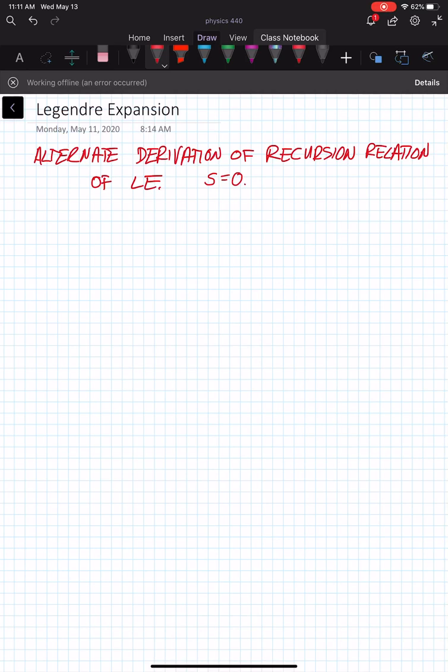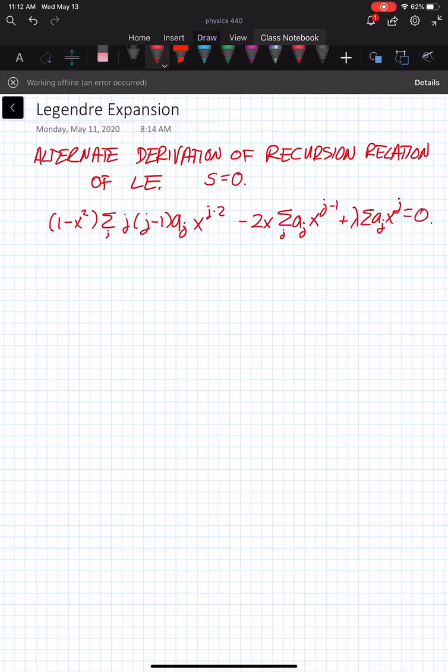So let me write the Legendre equation in a slightly different way. I'm just going to multiply -1 through everything. And again, this is for s equals 0. And we're looking at our Frobenius expansion. So we have 1 minus x squared times the sum. These are going to be all sums over j of j times j minus 1 times a sub j times x to the j minus 2. That's the first term. Minus 2x times the sum over j of j a sub j x to the j minus 1, plus lambda times the sum of a sub j x to the j equals 0. The only difference here is I just, for convenience's sake, multiplied that -1 through.